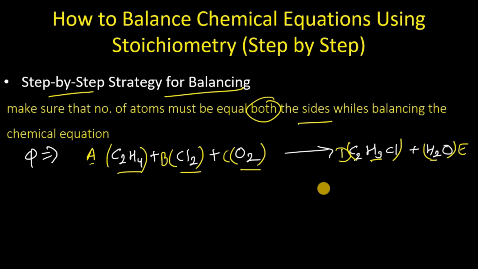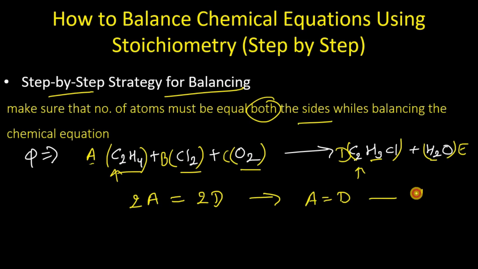Now, first of all we will balance the carbon. You can see the number of atoms of carbon here, and on the product side it is here. So we can write 2A is equal to 2D, and it will be A is equal to D. This is your equation number 1. Now in the same way we will balance the hydrogen. We are simply balancing each individual element. This is your carbon.